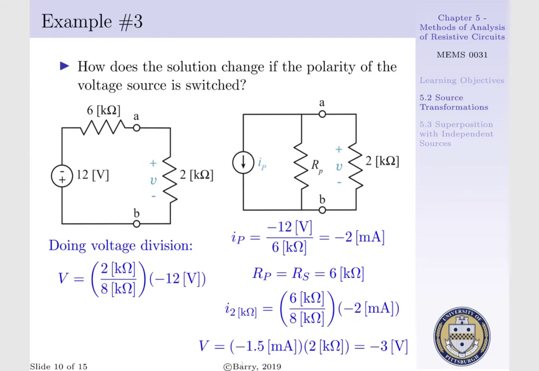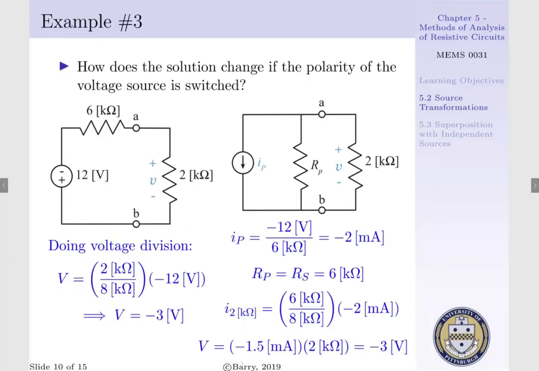Now to verify this, we do voltage division within our system. Our voltage is equal to our resistance, 2 kilo ohms, per the sum of our series resistances, 8 kilo ohms, times our source voltage, minus 12 volts. Therefore, our voltage potential across our 2 kilo ohm resistor is minus 3 volts, which matches that determined by our Norton equivalent.